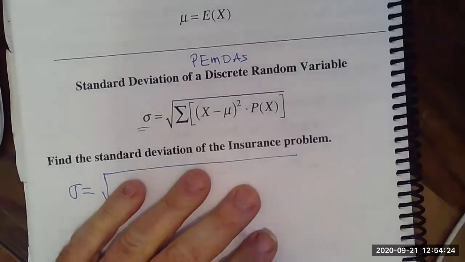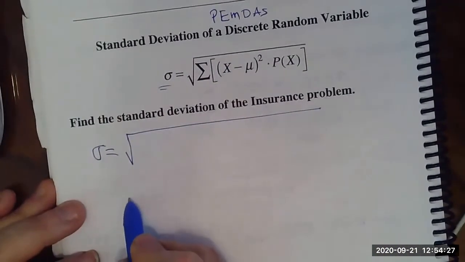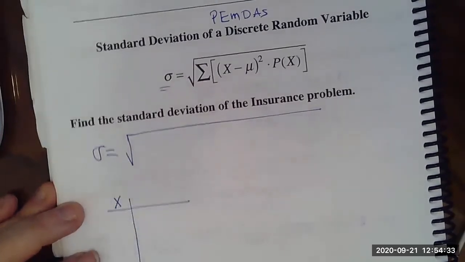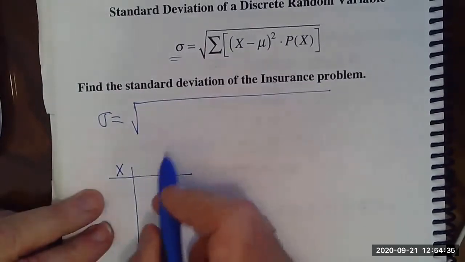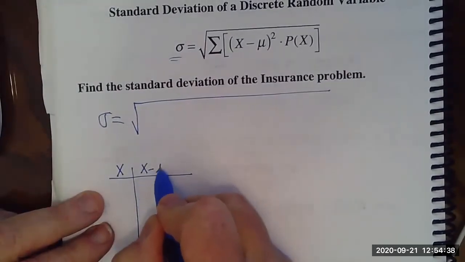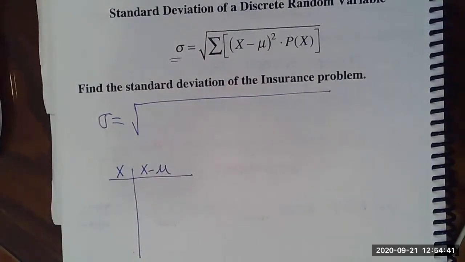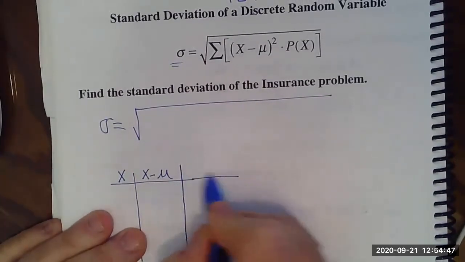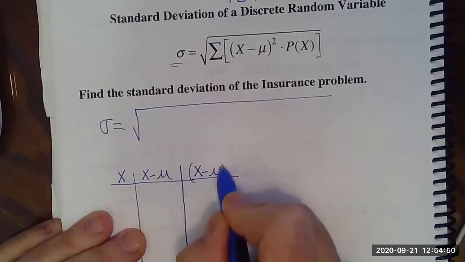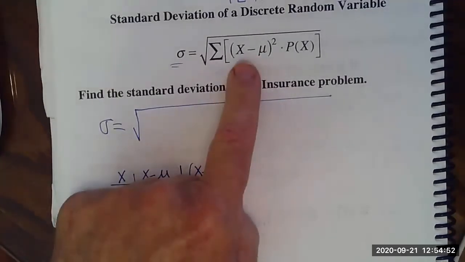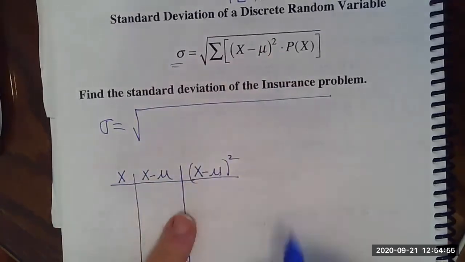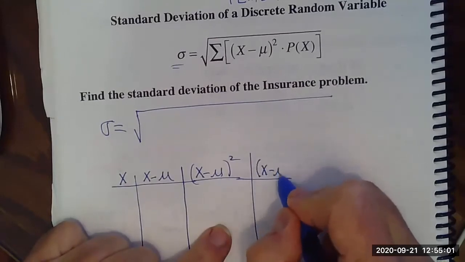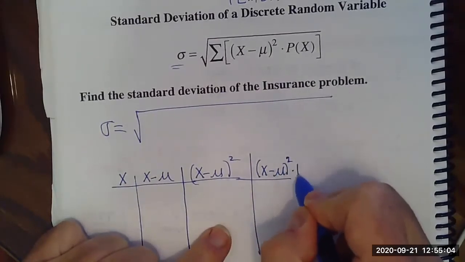Now, what you could do is make a table. I've seen some students do that, and it kind of makes sense. So maybe you have your X, and then your X minus mu. That means we've got to figure out what the average is. Then maybe you'll have X minus mu squared. Remember, you do X minus mu and then X minus mu squared. And then what's the next thing we do? You take that and multiply X minus mu squared times its probability.